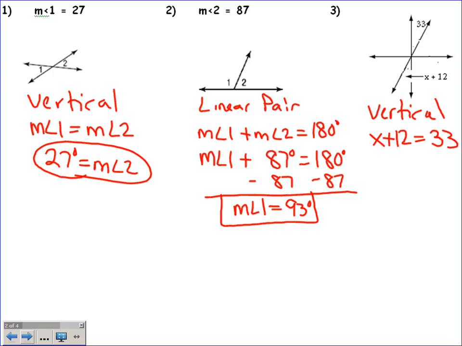How do I solve for x? I subtract 12 from both sides. Your algebra, geometry 1 teachers must have been super math geniuses, and you must have been awesome students. Thank you for learning so much stuff from them. That'd be 21, correct? x equals 21. You guys see what we're doing? First thing we're doing is identifying the relationship. We're building some equation. We're solving the equation. Can you do this? Can you handle it?